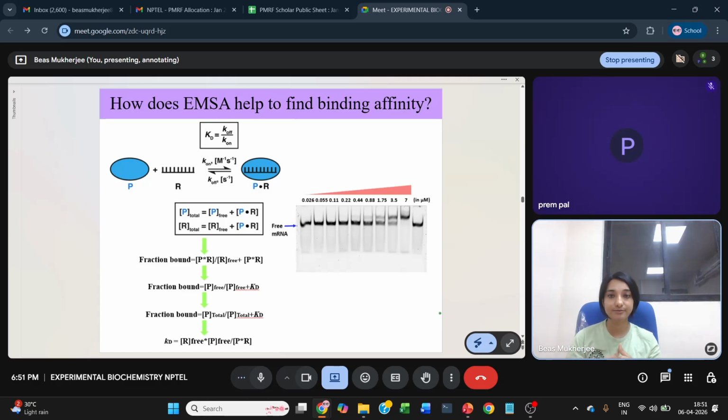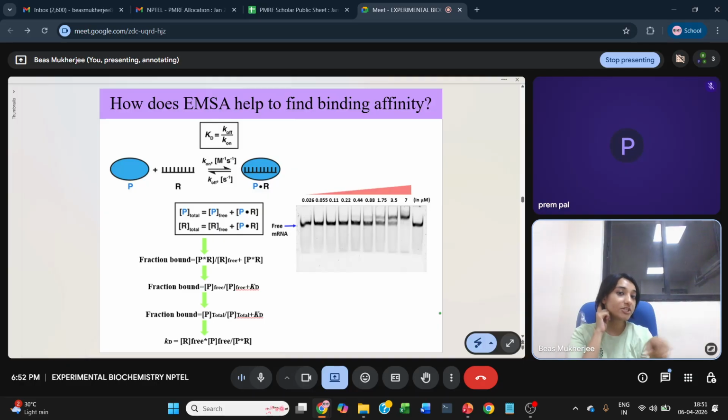Now, k on is the rate at which the protein and RNA form a complex. What is k off? The rate at which they dissociate. So Kd, remember, is equal to k off by k on. Rate of dissociation by rate of association. That is Kd. Then Ka would be k on by k off. Correct? Now, what do we know?